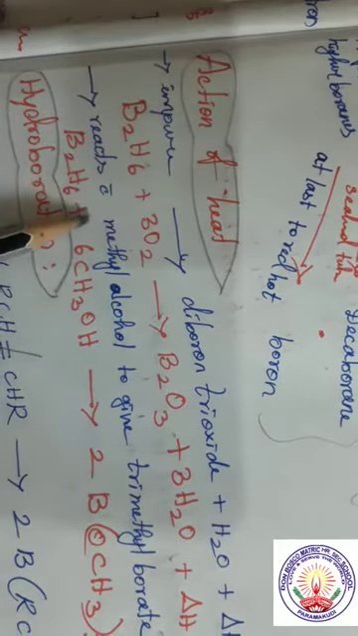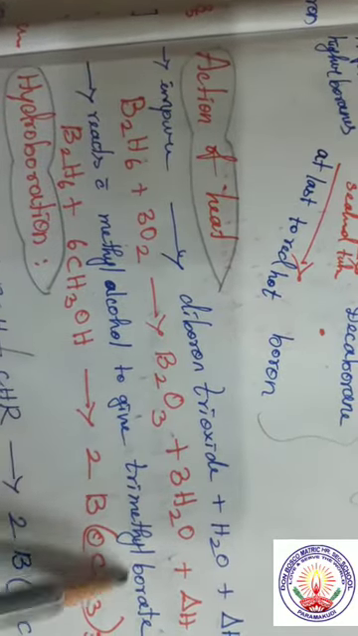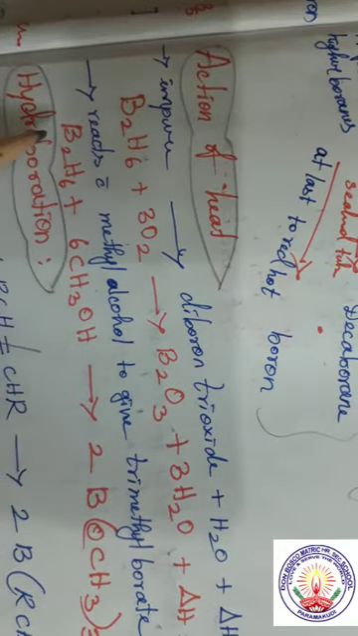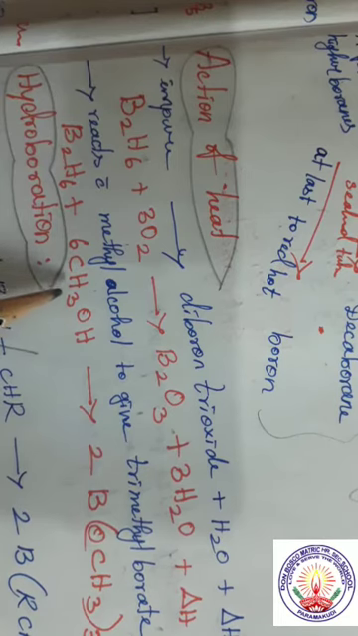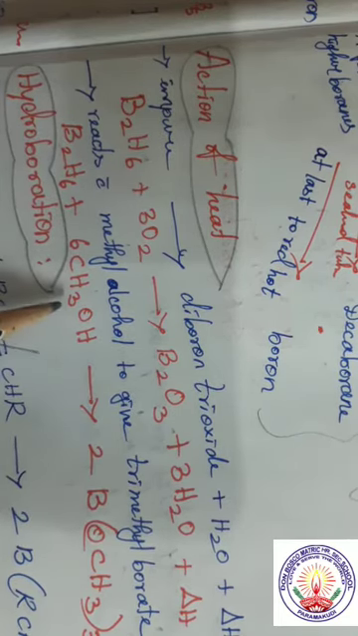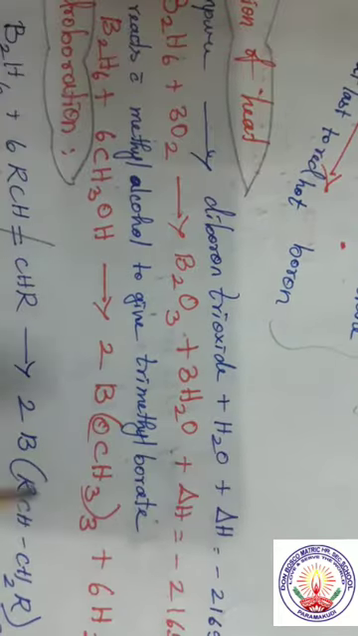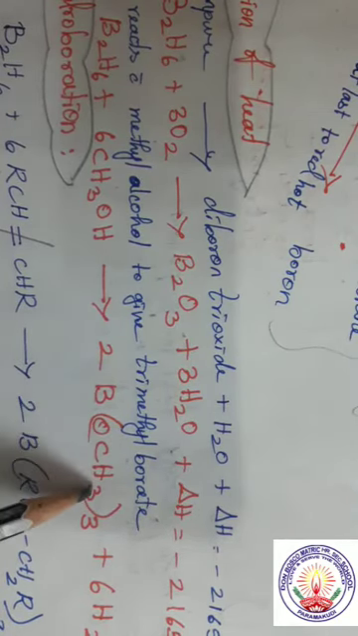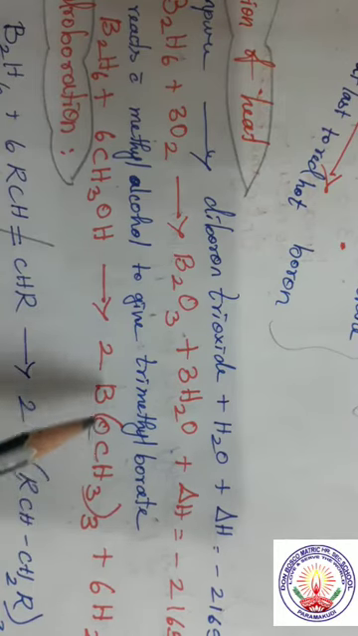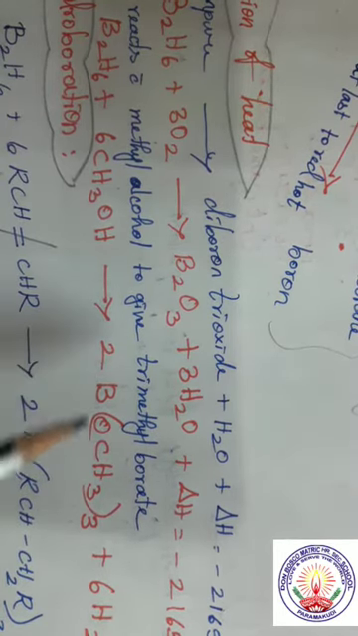Next, it reacts with methyl alcohol to give trimethyl borate. That is, diborane B2H6 when it reacts with methyl alcohol, we are getting trimethyl borate, that is B(OCH3)3.